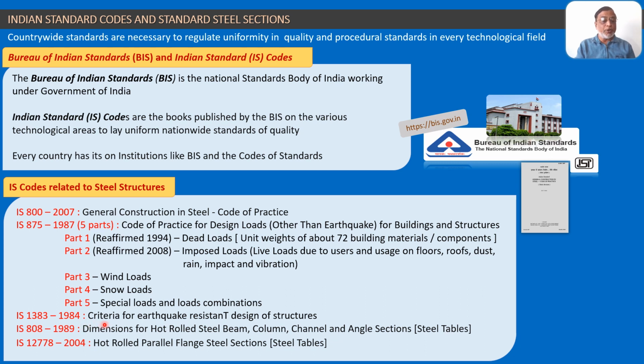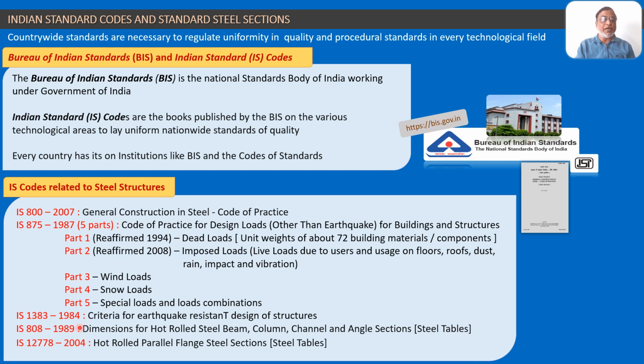This is particularly devoted to the earthquake resistant design of structures. Then IS 808 1989 and IS 12778 2004. These two IS codes refer to the standard hot rolled steel beams, column, channel and angle sections, and also hot rolled parallel flange steel sections, and both of them contain what we call as steel tables.